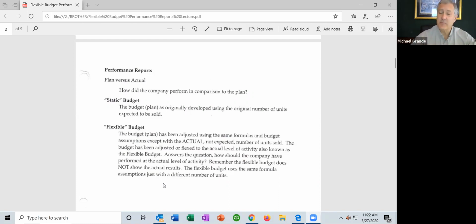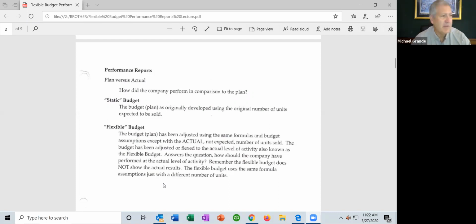So again, it's still a budget where we use cost formulas, quantity and price assumptions and calculations to come up with a budget, except the number of units that we sell is going to be based on the actual number of units, not the estimated. Remember, the static budget uses the estimated number of units they think they're going to sell. The flexible budget uses the actual number of units sold.